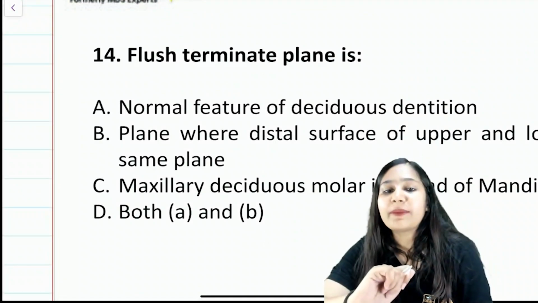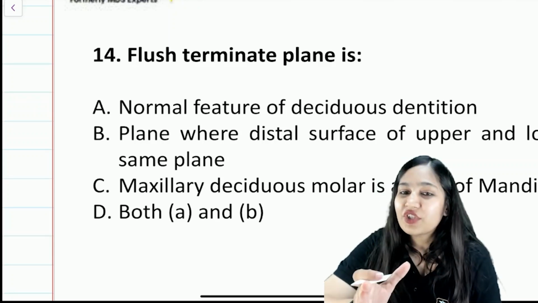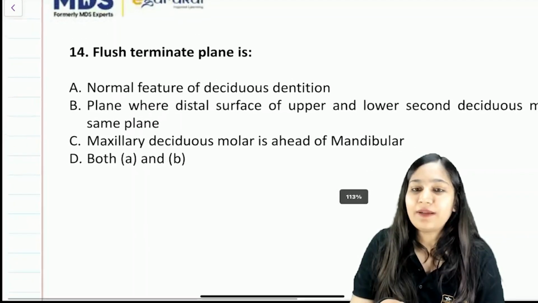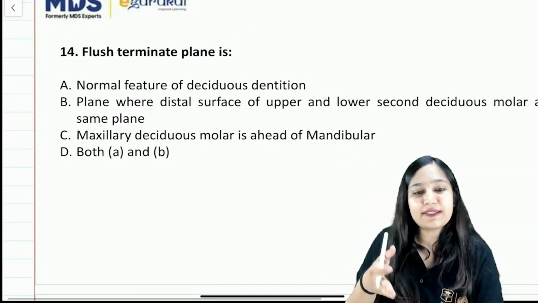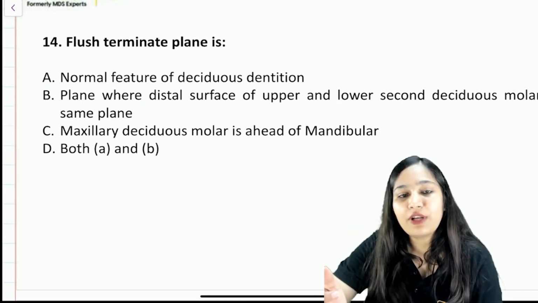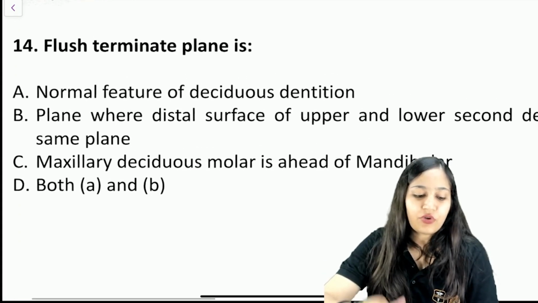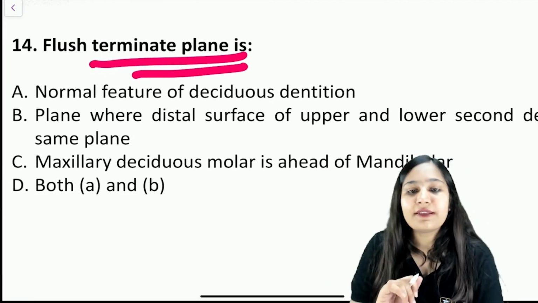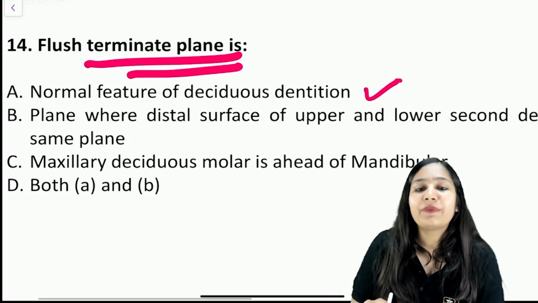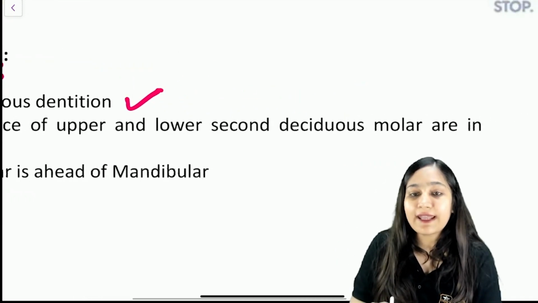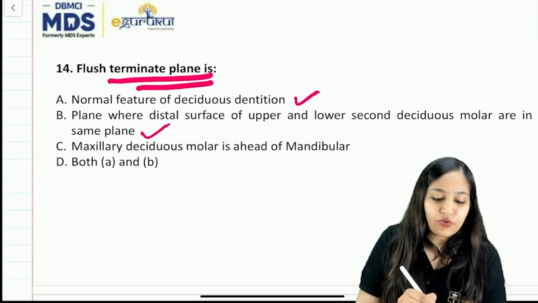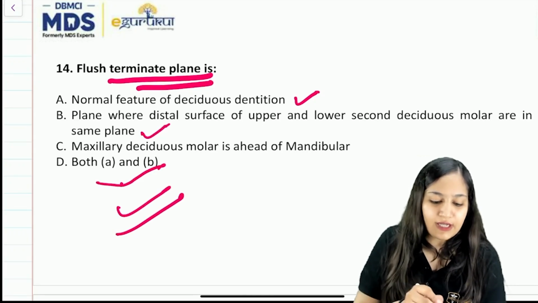Lastly, is flush terminal plane a normal feature of deciduous dentition? A plane where the distal surfaces of maxillary and mandibular dentition come in the same plane, or is it that the maxillary deciduous molar is ahead of the mandibular molar, or both A and B? So definitely flush terminal plane is seen in deciduous dentition, so this is correct. Now coming to the second option, a plane where the distal surfaces of maxillary and mandibular second molars are in the same plane. So this is also correct. So both A and B are correct. So our correct answer is D.